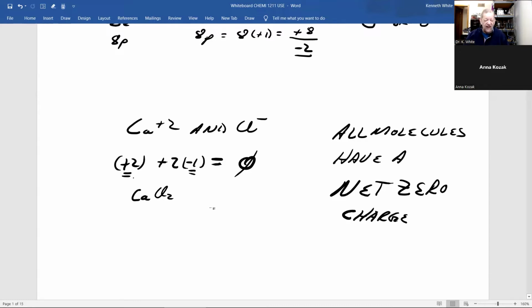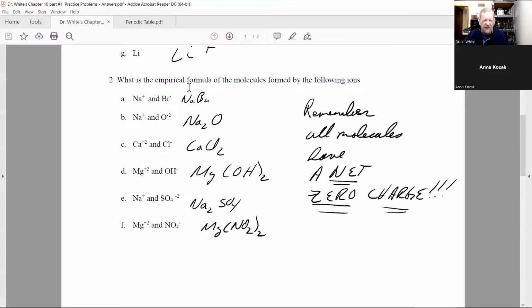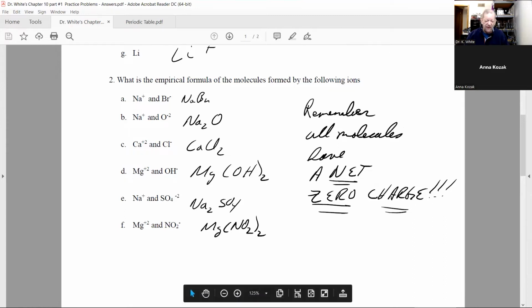So that's how you do it. Let's do another one. We're going through problem set 10, part 1. And the question is, what is the empirical formula for molecules of the following ions? Now, we just did calcium chloride. Remember, all molecules have a net 0 charge. Let's do magnesium +2, OH, which is hydroxide, -1.